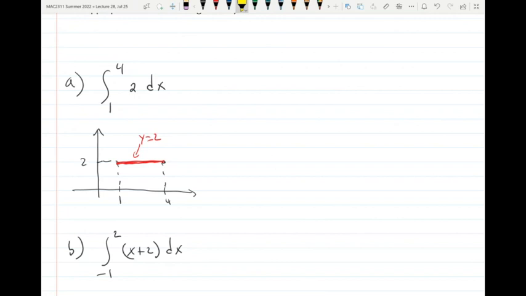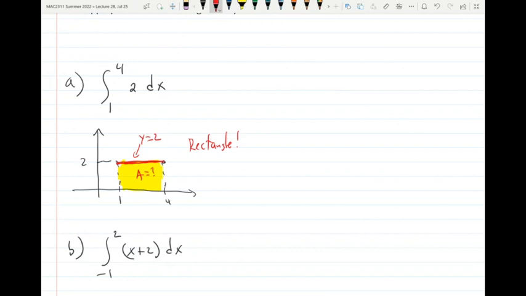Now we want to compute the area under this graph from 1 to 4. It's bounded by the function and the x-axis. In other words, we want to compute this area. What shape is this? Rectangle. It's a rectangle. We want to calculate this. Do you know the formula for the area of a rectangle? It's base times height or length times width, however you want to call it.